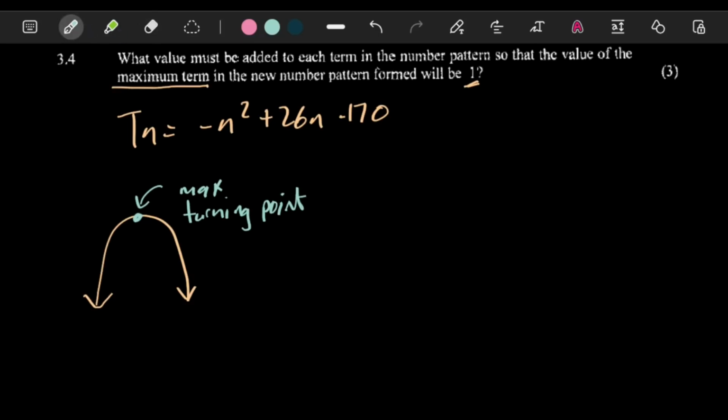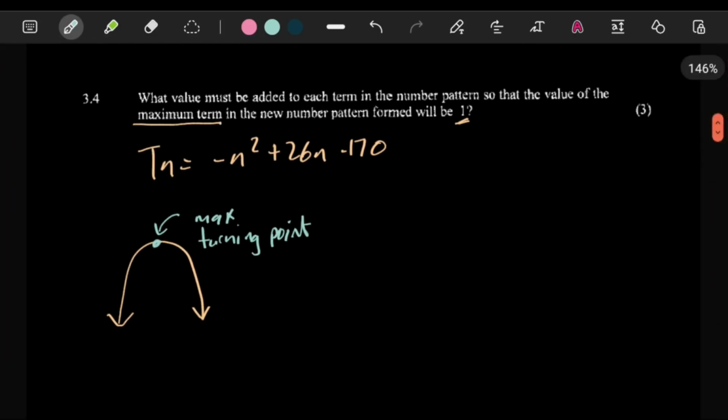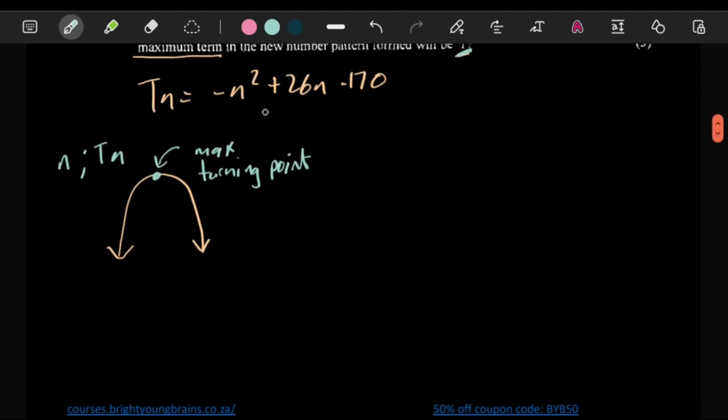So this maximum turning point, they said what value must be added to each term in the number pattern so that the value of the maximum turning point in the new number pattern will be 1. Remember, there's a value for n and a value for Tn. The value for Tn is the value they are referring to. So let's see what the original turning point is.